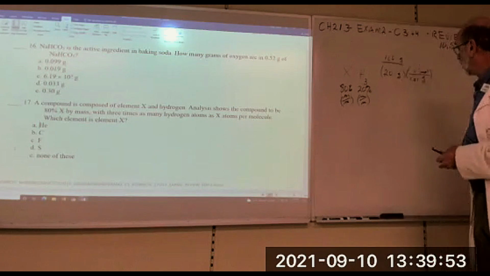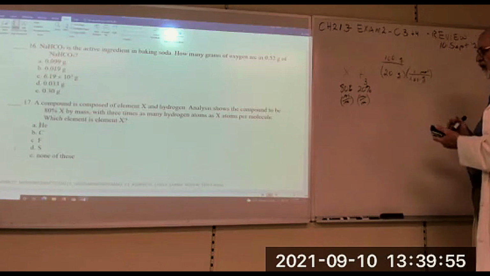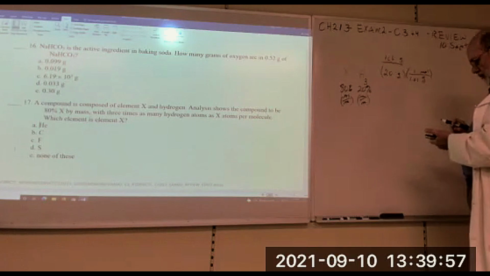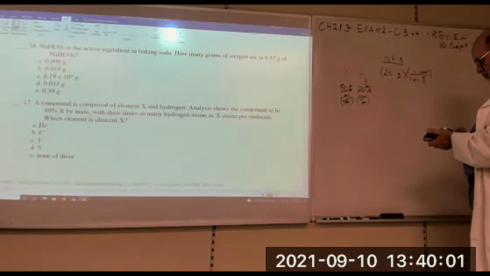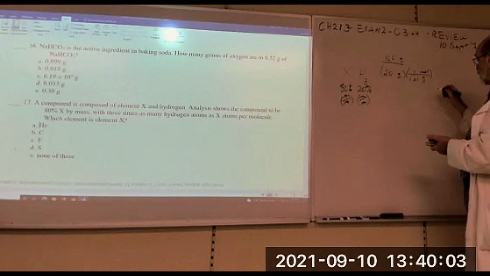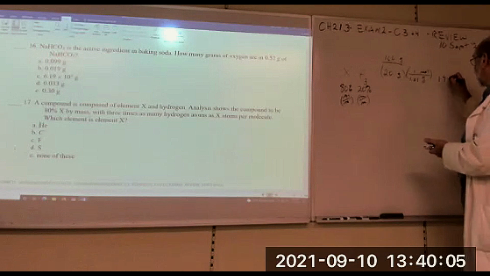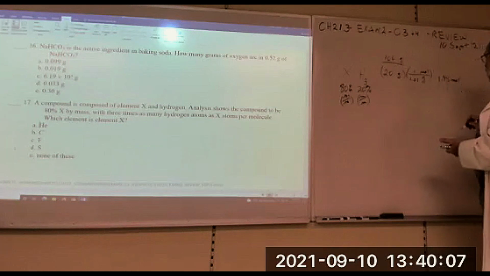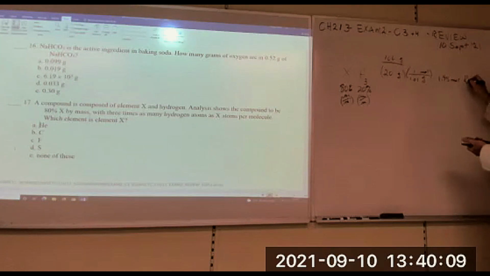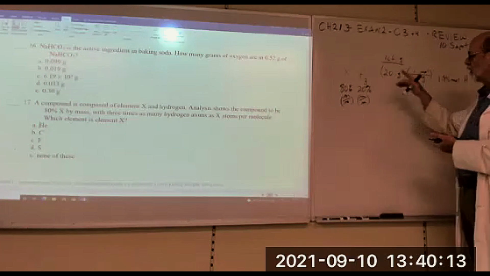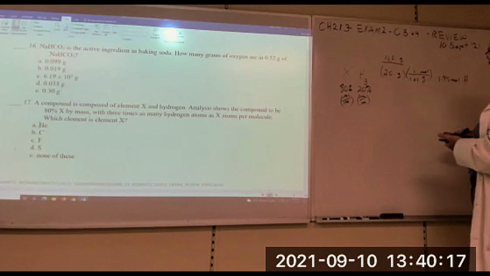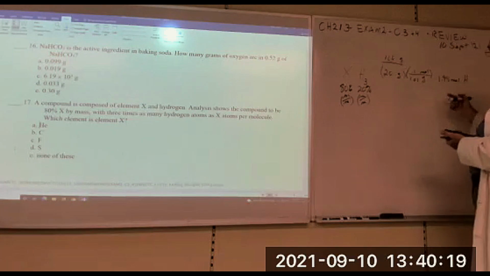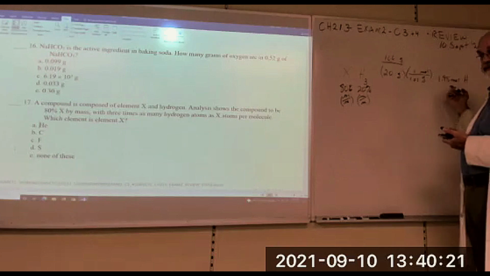calculator for this one. We could probably estimate it. Is 1.98 moles of hydrogen. So if the ratio is 3 to 1, how many moles of X do we have? Well, 1/3 of that, correct? If this is 3 times that.